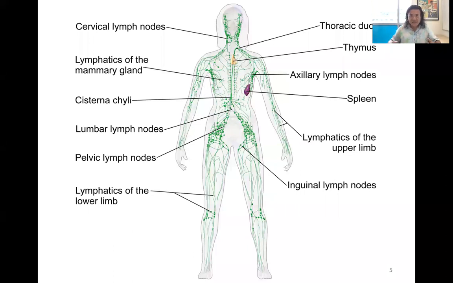Lymph nodes are not spread out evenly or uniformly throughout the body. You can see they are collected in regions like the neck, the armpits, or around the pelvic region. So these lymph nodes each represent a separate spot where the lymph fluid can be cleaned up a little bit before it gets passed onto other lymph nodes.